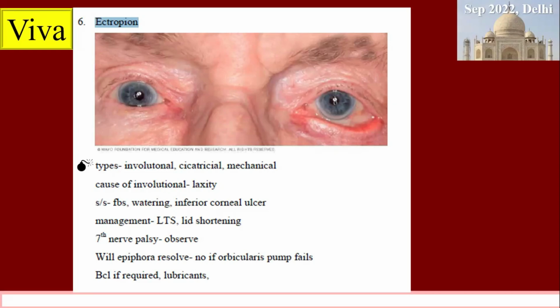Okay, ma'am. In the exam, we will say LTS, no? If you want to cover everything, you can say in excessive lid laxity, we have to do eyelid shortening, like lateral tarsal strip or pentagon excision. Yes, ma'am. Okay. Got it. Thank you.